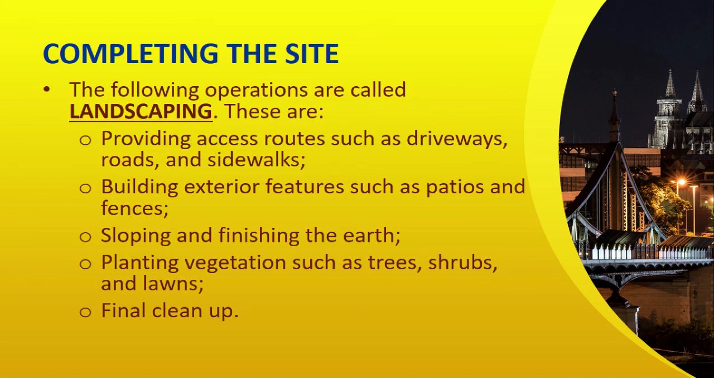Completing the site. This includes providing access routes such as driveways, roads, and sidewalks; building exterior features such as patios and fences; sloping and finishing the earth; planting vegetation such as trees, shrubs, and lawns; and lastly, the final cleanup. These operations are called landscaping.